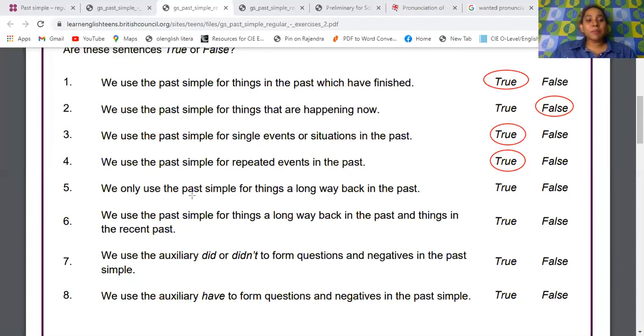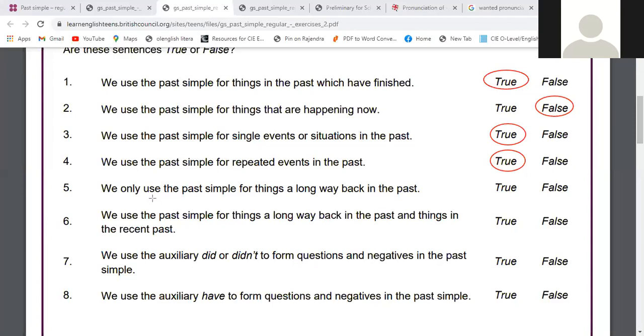We only use the past simple for things a long way back in the past. False. Are you sure? True. Are you sure? False. Final answer? False. False. False. Yes. False.